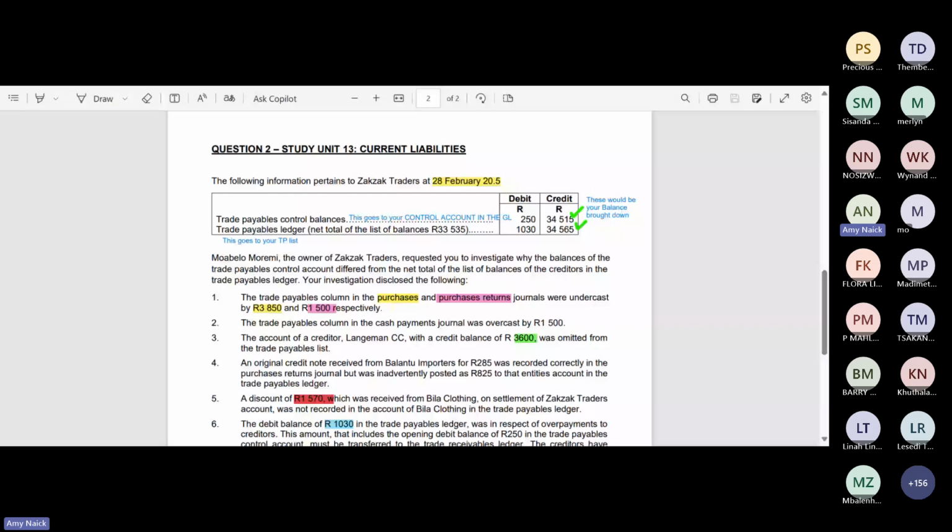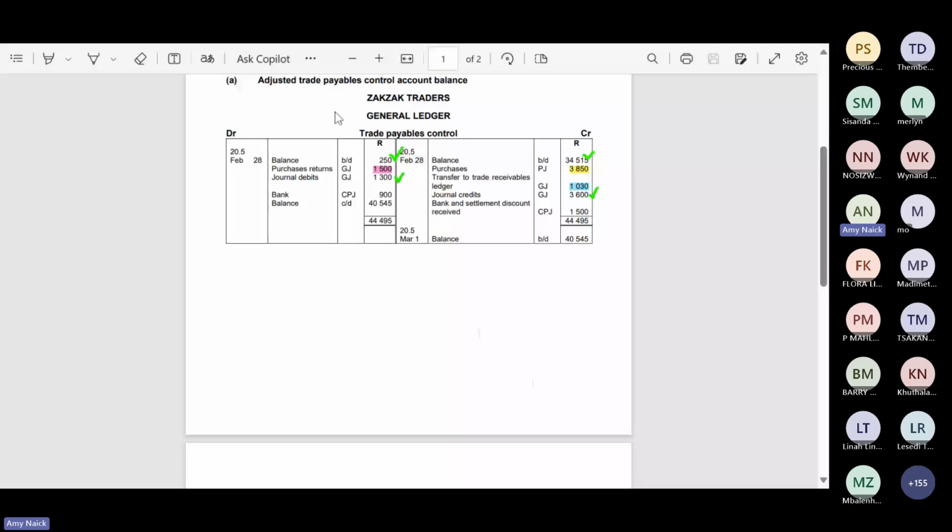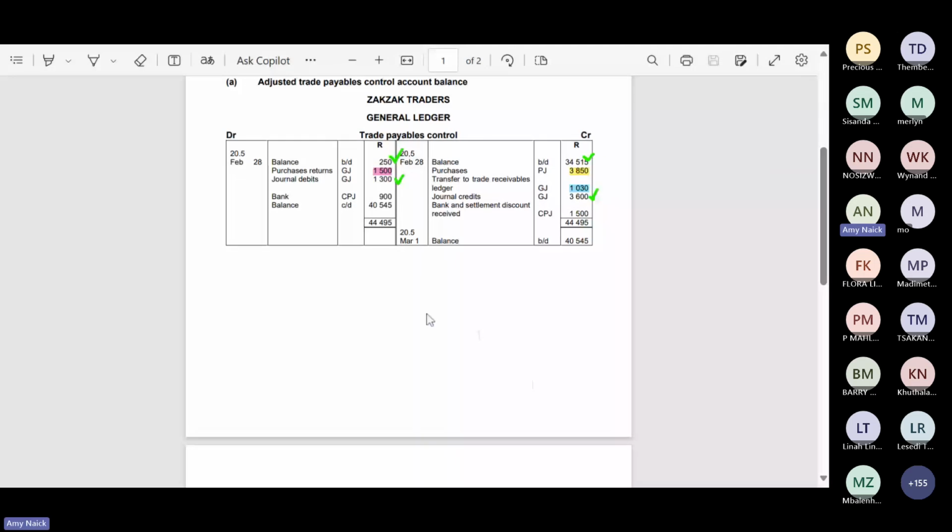I'm going to try split my screen, guys, can you see both screens? No, we can only see the question. Yeah, currently just the one. Okay. Sorry, I have to swap between tabs. So do you see the solution now? We only see the general ledger. Yeah, so that's the solution, right? Yeah. Okay.